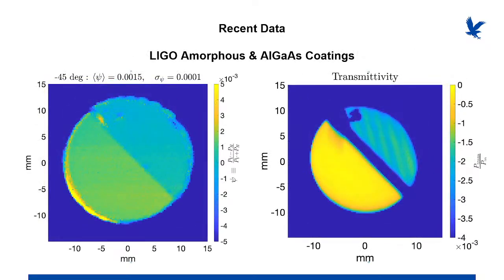So that's what we have here. This is very recent data, I think maybe a few weeks ago. On one side of this coating is the amorphous coating they use in LIGO, and on the other side is the aluminum gallium arsenide coating. And you can see that they're relatively uniform across each side, but there are different values, which is what we would expect because one is amorphous and doesn't have birefringence, and we expect the other side to have birefringence, so that's nice. But unfortunately, you probably can't see it due to the resolution here.